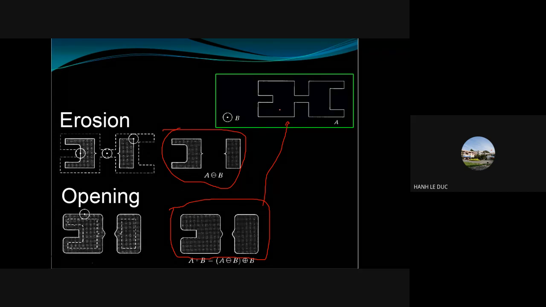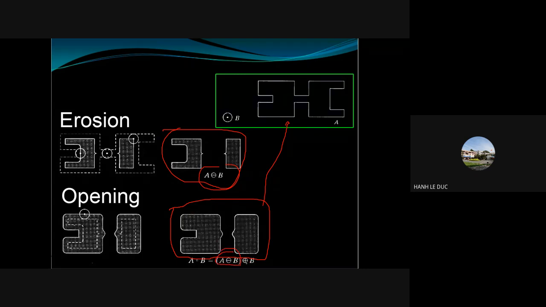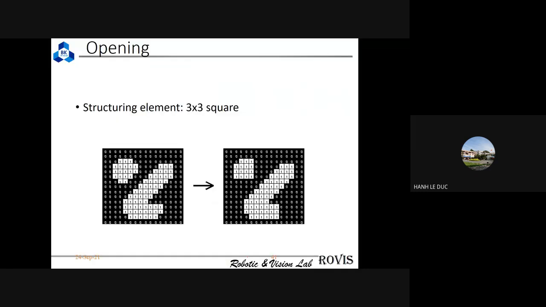Okay, so in conclusion, what is opening? First is erosion, and then for opening we do dilate with the same element. So we have the opening function. Okay, here is another example. In this example we apply the opening function with a 3 by 3 square.